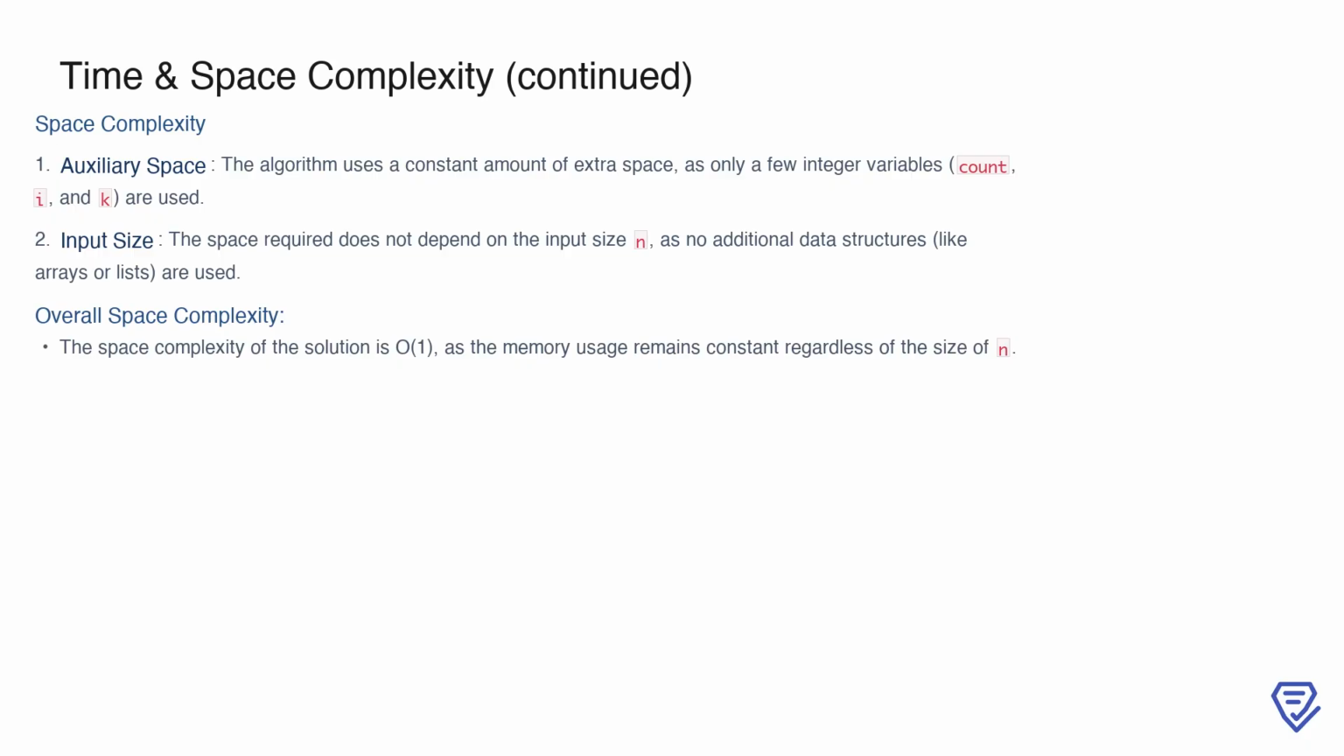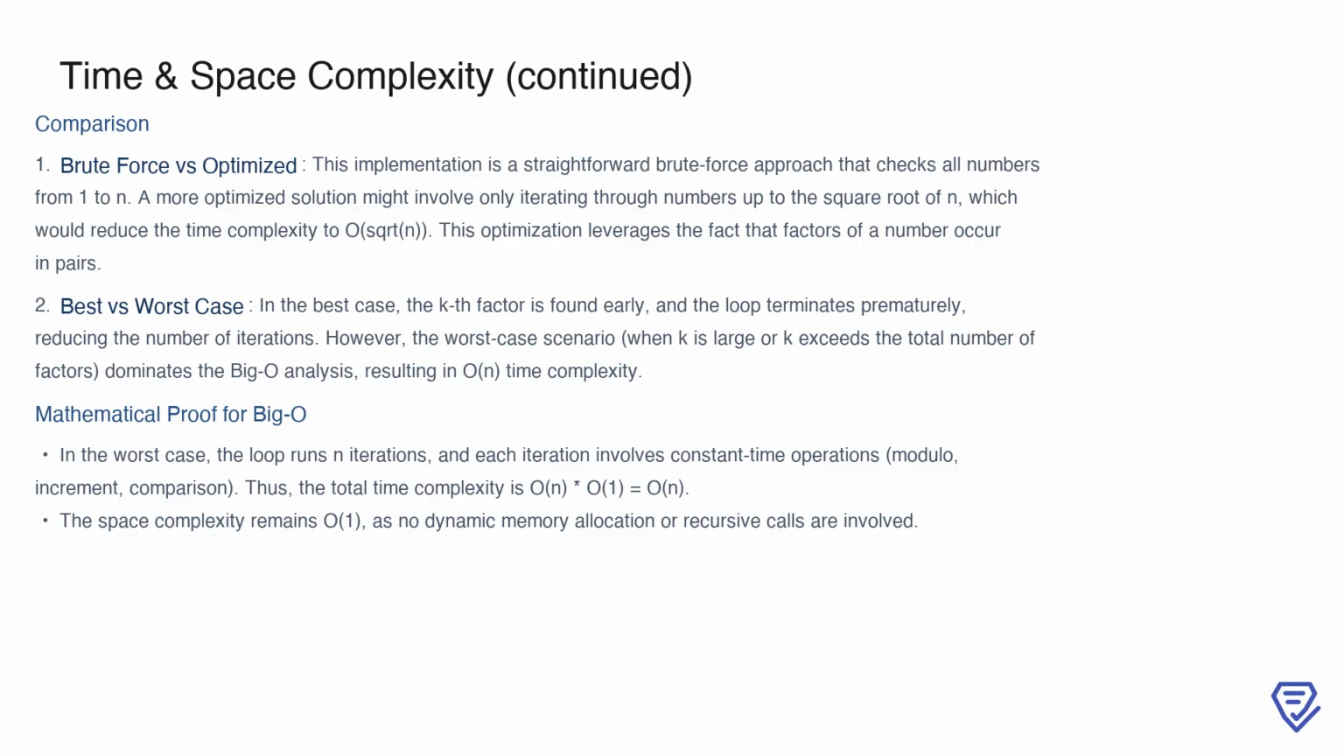When comparing this brute force approach to potential optimizations, it's clear that the current solution checks all integers from 1 to n, resulting in an O(n) time complexity. However, a more efficient approach could involve iterating only up to the square root of n. This optimization takes advantage of the fact that factors of a number come in pairs, such as i and n/i. By limiting the iterations to the square root of n, the time complexity could be reduced to O(√n).